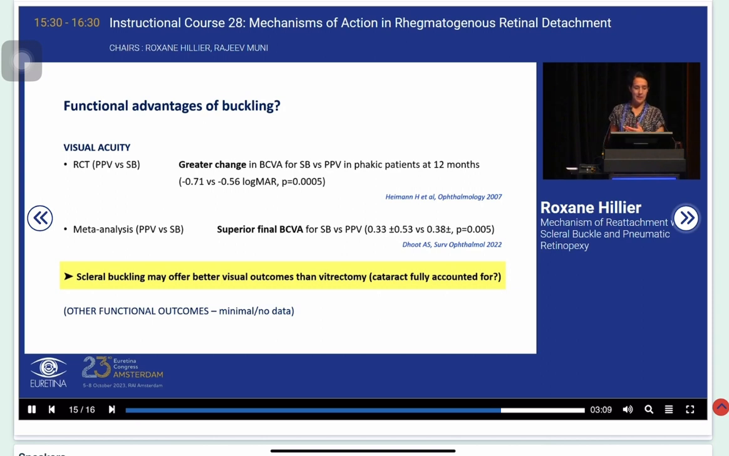Likewise, in the SPR study and recent meta-analyses, it's possible that you get the best vision after scleral buckle versus vitrectomy. However, I'm not sure cataract was fully accounted for, and again, we need some more contemporary data on scleral buckling, including multimodal imaging, to draw this conclusion.